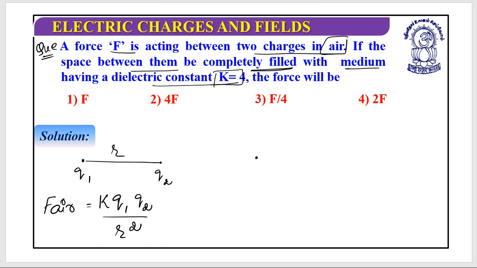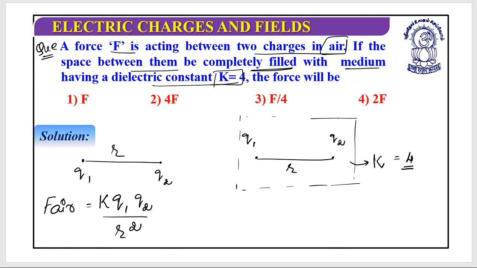Now let's say this is Q1, this is Q2, the same charges are there and the separation is the same. But this region is now replaced by a dielectric medium having a dielectric constant of 4. So the force in this medium would be F of air divided by K. In this case K is equal to 4, so it is F divided by 4.